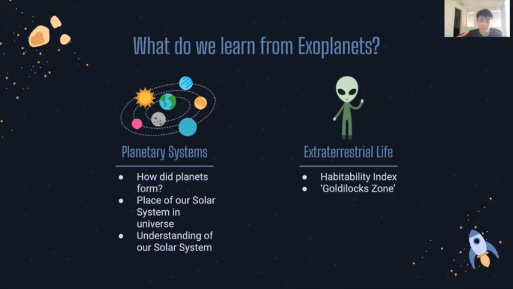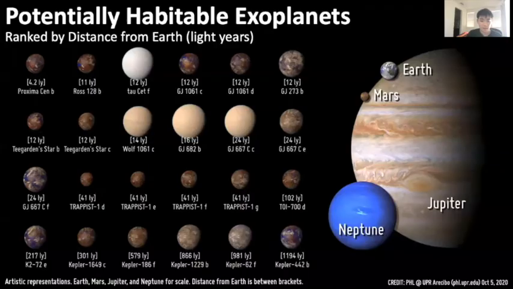Further, in studying exoplanets, astronomers are also interested in finding extraterrestrial life. We study whether the planets are habitable, and we have what's called the Goldilocks zone, which refers to this habitable zone around stars where the temperature is just right for water to exist. And then here are all of the discovered habitable exoplanets in order of distance from the Earth. And this is just an artist's conception made in 2020.